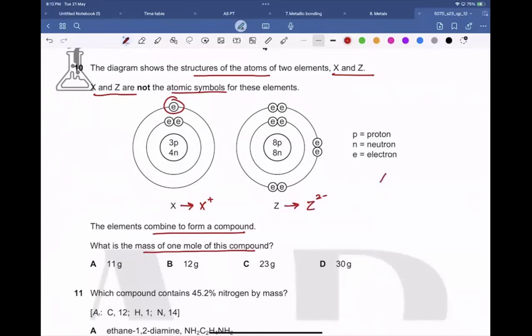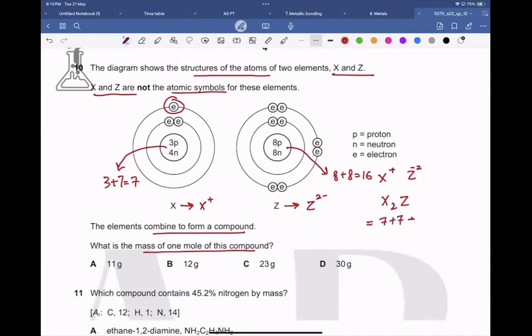So if I work on the formula of the compound, isn't it going to be X2Z? If you see the protons and neutrons, 3 plus 4 gives me 7 and 8 plus 8 gives me 16. So if I calculate its mass, 7 plus 7, because there are two atoms of X, plus 16. 7 plus 7 is 14 and 14 plus 16 is 30. So 30 is my correct answer, which means C, B, and A go wrong and D is the correct answer. Is this clear to all of you?